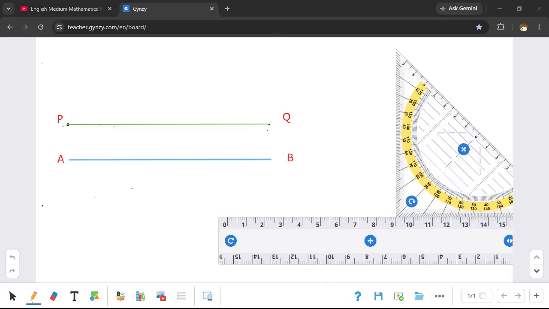Please put a mark. If you finish drawing, please let me know.